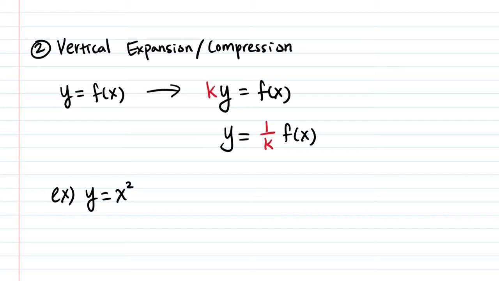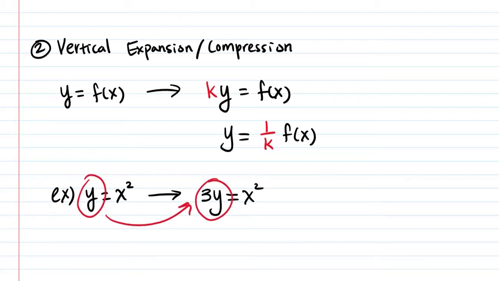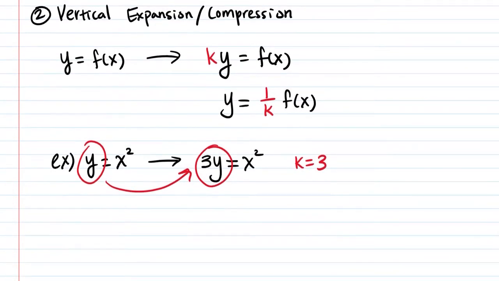y is x squared, and you have the transformed function 3y is x squared. As you can see, the 3 is multiplied to the y, so y becomes 3y. So the k value is 3. So it's for vertical expansion or compression. We'll take a look shortly at what conditions we have to identify whether it is expansion or compression.